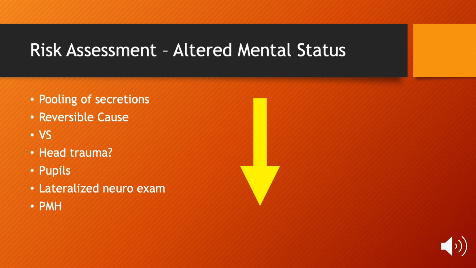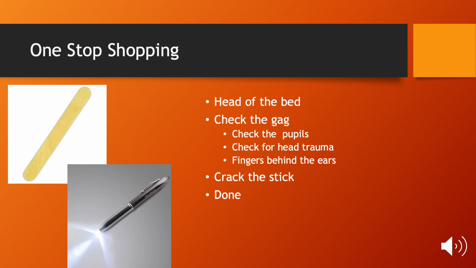The risk assessment for patients with altered mental status or unconsciousness is first, pooling of secretions, then identifying reversible causes, vital signs, evidence of head trauma, pupils, lateralizing neural exam, and then past medical history. You can do one-stop shopping here with a pen light and a tongue blade. Get to the head of the bed. Check the gag. While you're there, check the pupils.